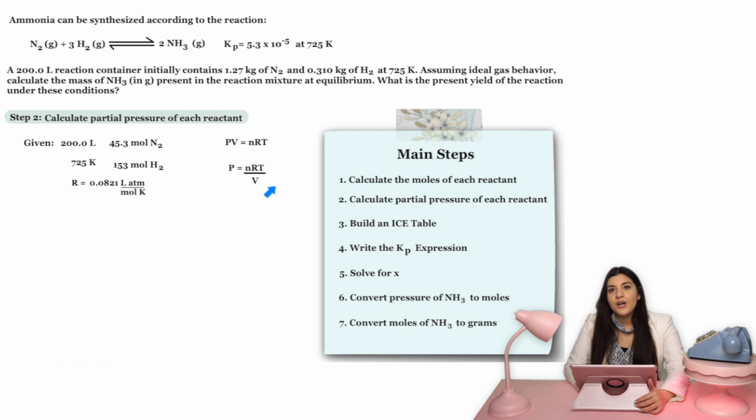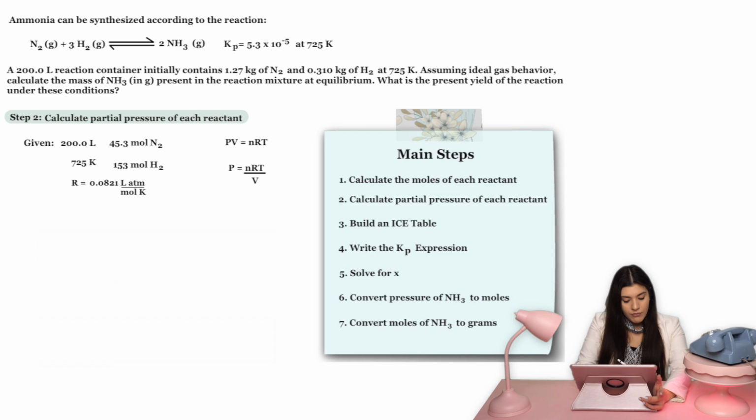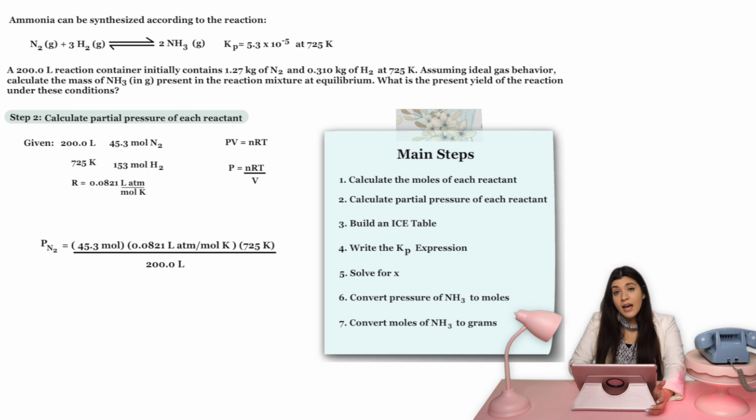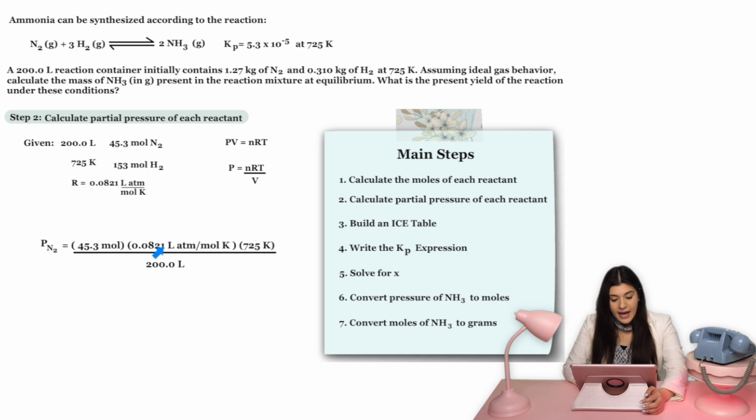We will find the partial pressure of both reactants, N2 and H2. I will start off with our first reactant. Literally just plug in everything that we have and that we just found. So we found the amount of moles in the first step. And then I'm going to multiply that by our gas constant, followed by the temperature that was provided in the question, divided by the volume that was also provided.